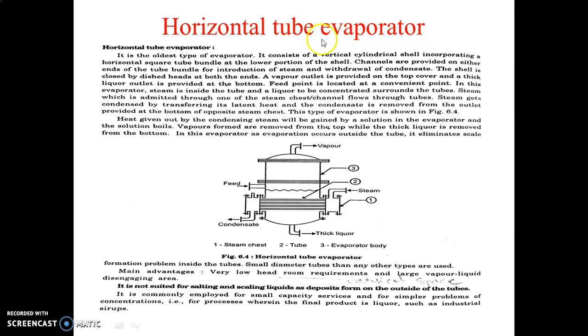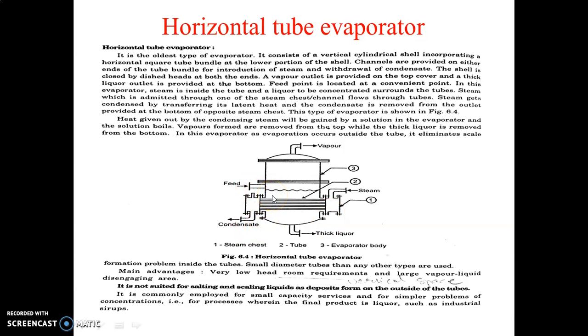The next is the horizontal tube evaporator. It consists of a vertical cylindrical shell incorporating a horizontal square tube bundle at the lower portion of the shell. These are called the tube bundle, which has square tubes. That means the shape of the tubes is square, and these are incorporated at the bottom of this cylindrical shell. The channel is provided on both ends. So this is called a channel.